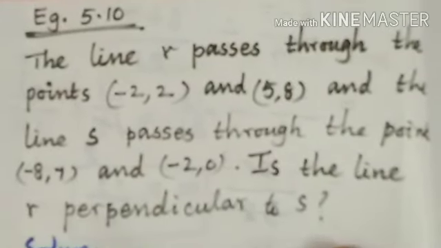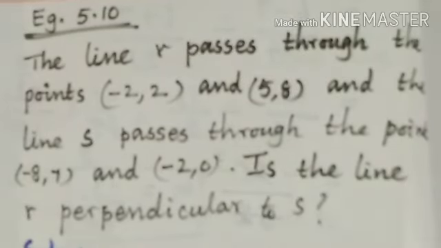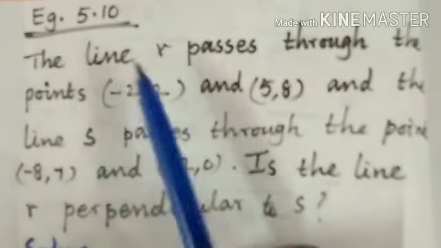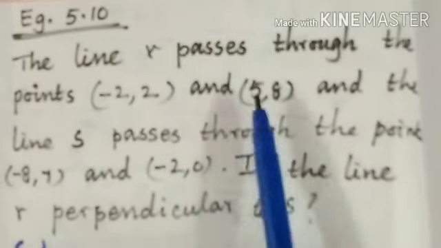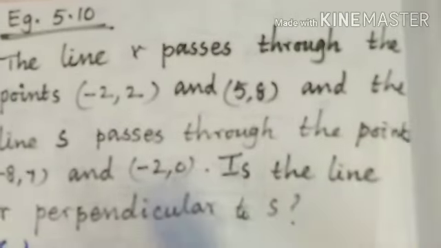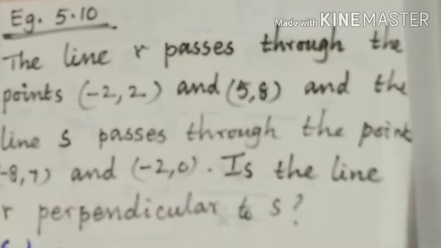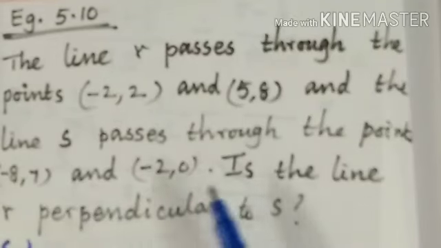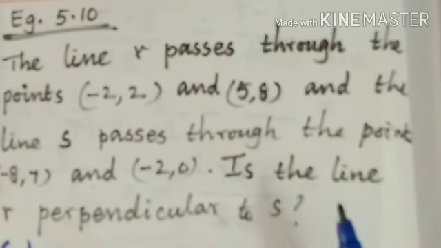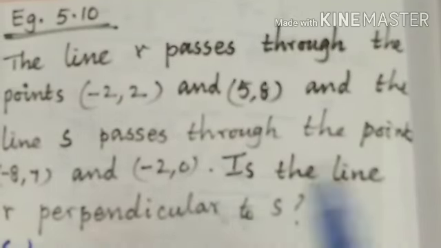Now we move on to the next example. See the question. The line R passes through the points (-2, 2) and (5, 8), and the line S passes through the points (-8, 7) and (-2, 0). Is the line R perpendicular to S?